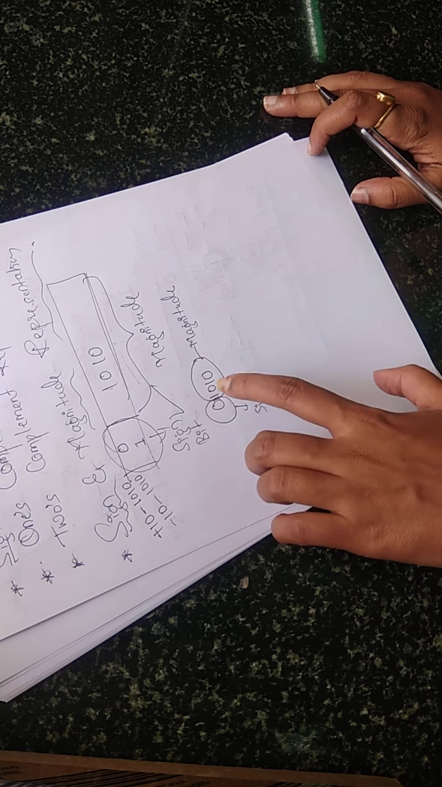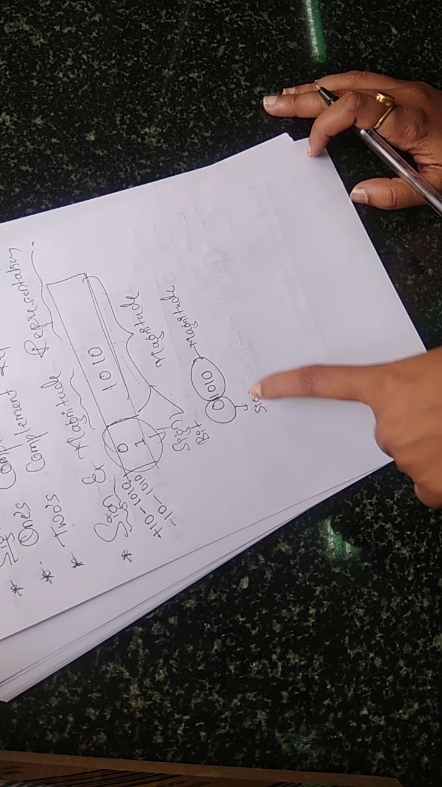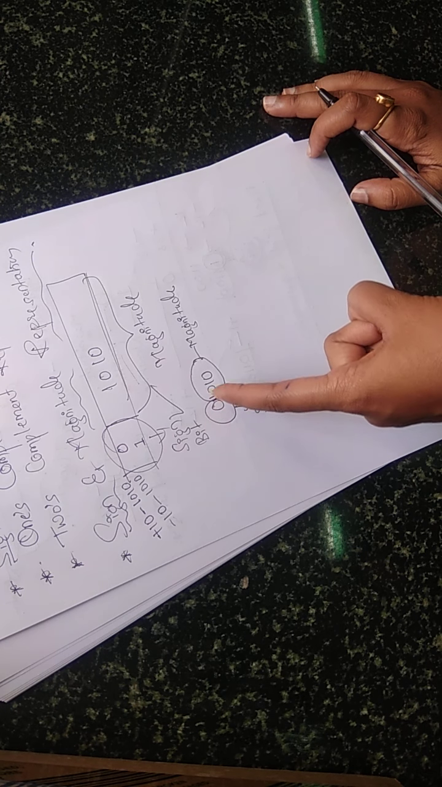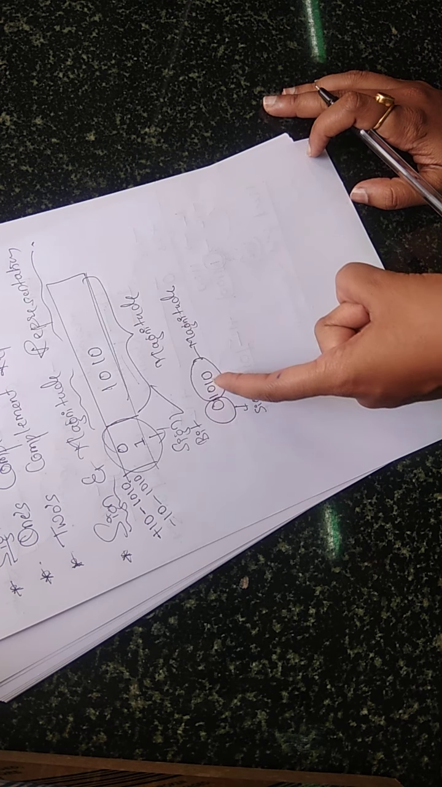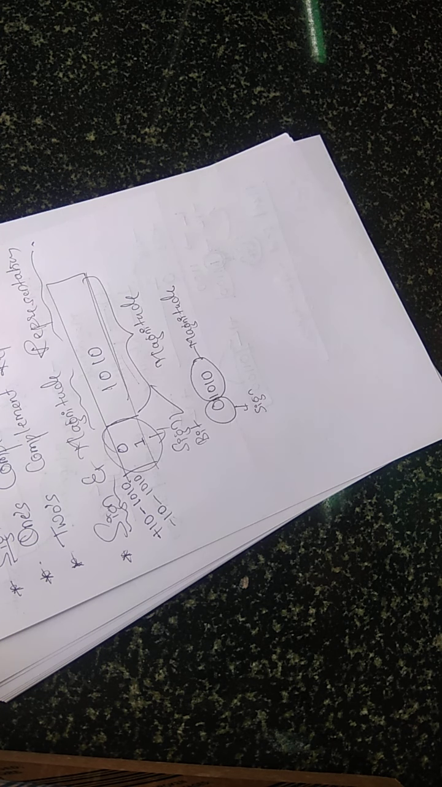Clear? The sign bit is the MSB, the first bit, only 1 bit. After the sign bit, all the bits we have are called the magnitude. Clear? So before seeing the example, let me give you the meaning. You can write down the meaning.